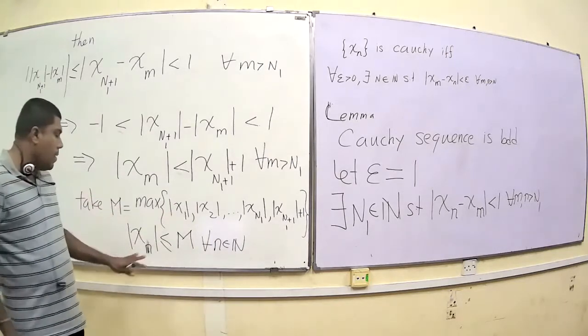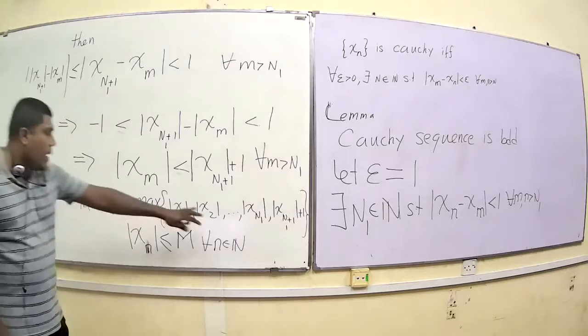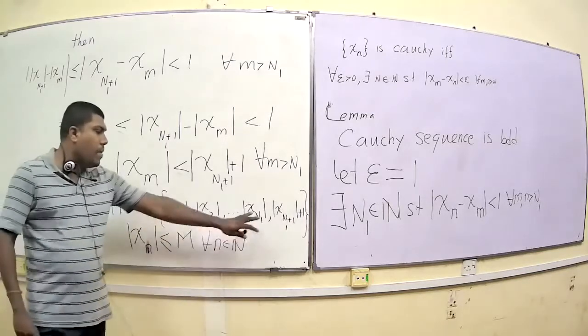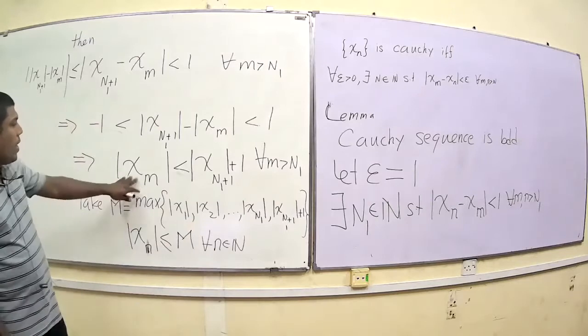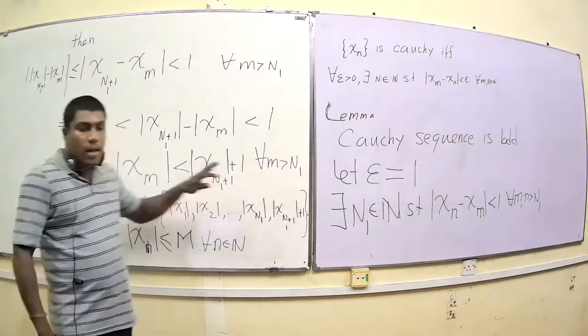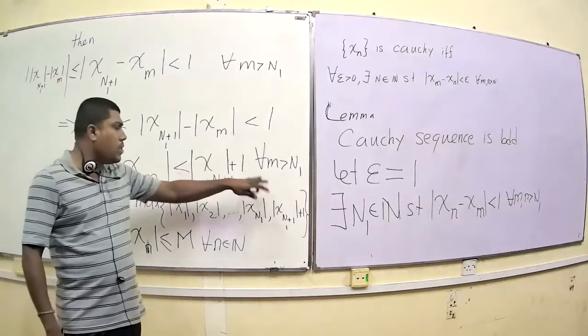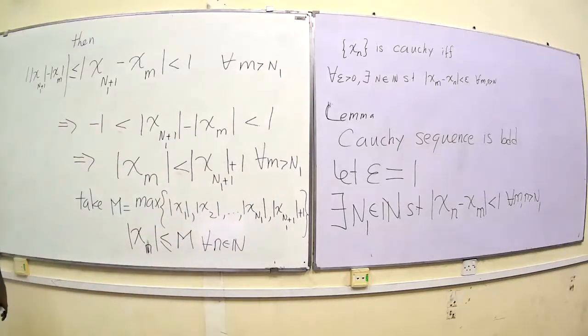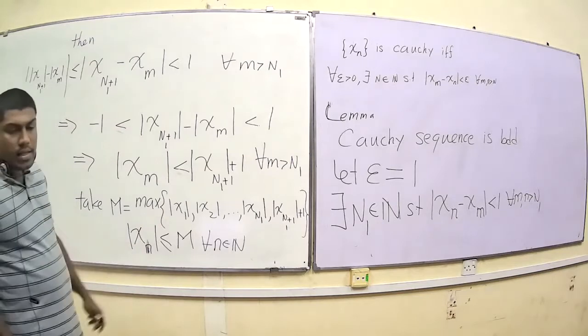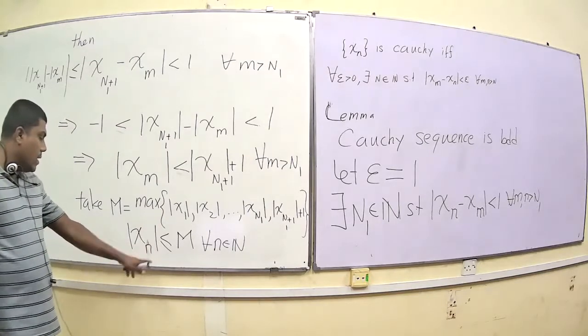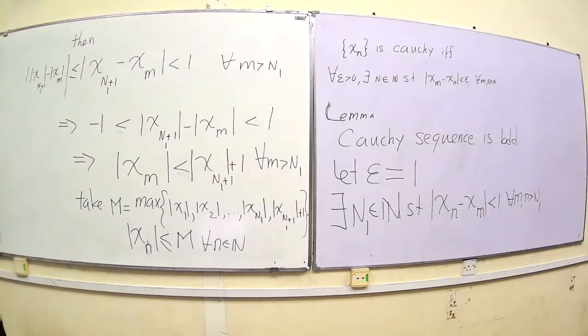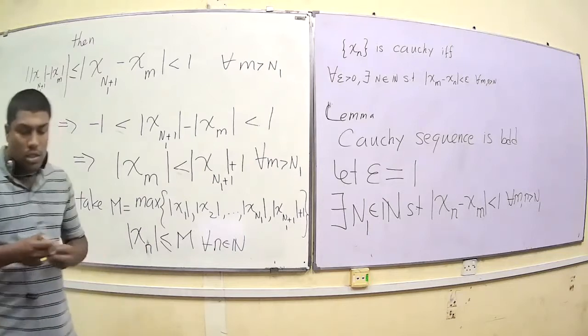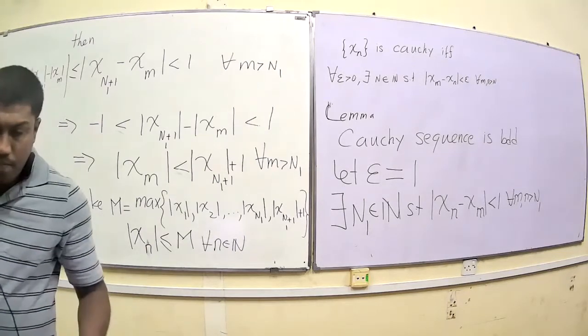So in that case, if x1 is the maximum, obviously x1 is less than m, x2 is less than m, x3 is less than m, xn1 is less than m. For any number larger than n1, all those xm's are less than xn1 plus 1, right? So eventually the absolute value of xn is less than m for all n. So that guarantees that every Cauchy sequence is bounded, and so we have proved that a Cauchy sequence is bounded.